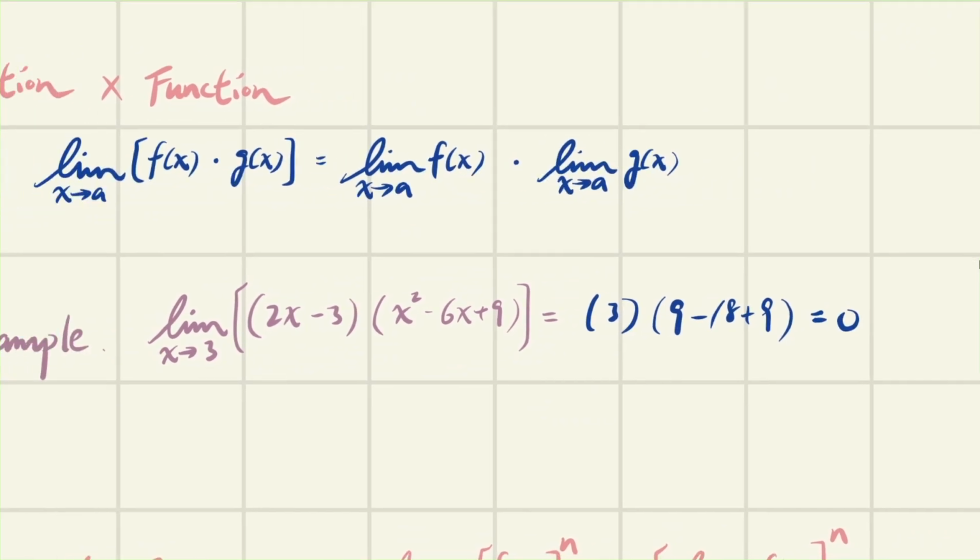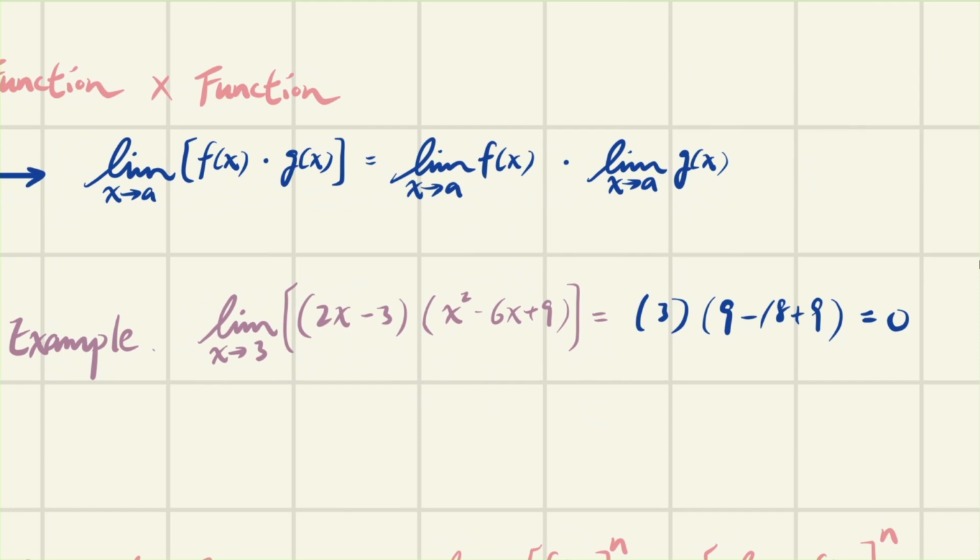But what if we separate them first? I can make this into the limit as x approaches 3 of 2x minus 3 multiplied by the limit as x approaches 3 of x squared minus 6x plus 9.